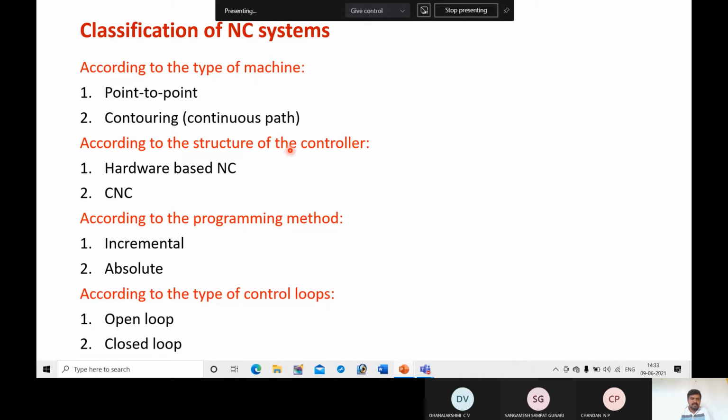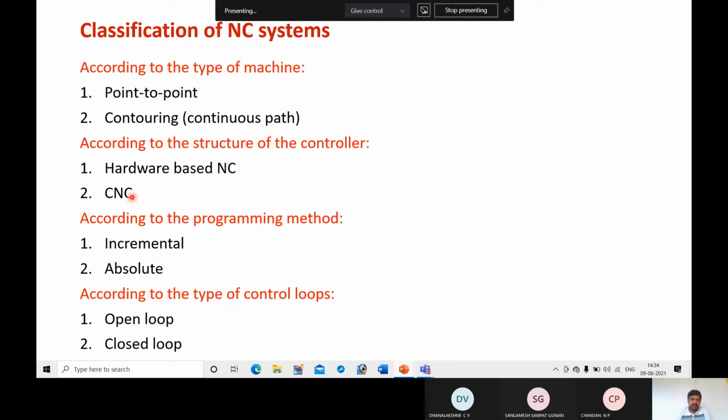Next, according to the structure of the controller, hardware based NC and CNC. Now NC machines are outdated. CNC is the existing technology. NC was hardware based because tape readers were used. Tapes were used, so in order to read and decode the information printed on the tape, we need a tape reader. That is an additional hardware. That's why it was called hardware based.